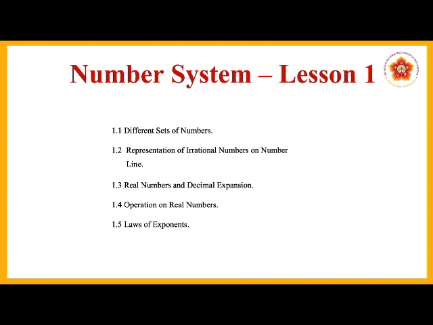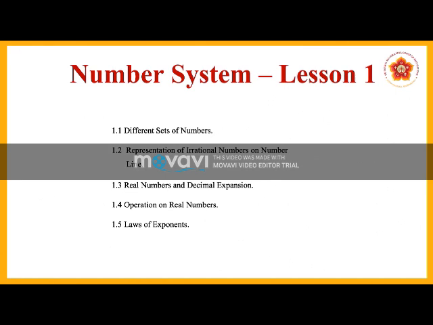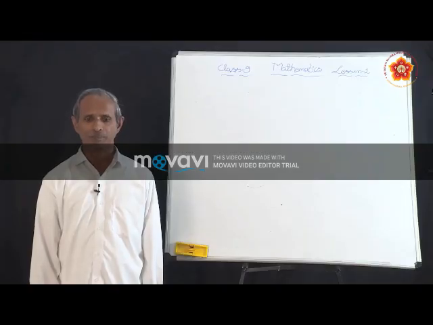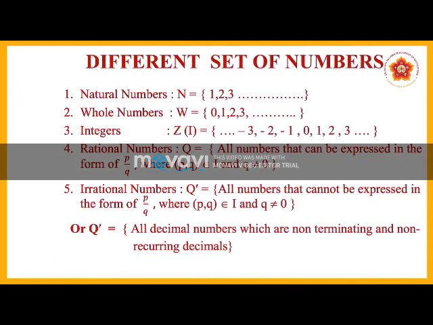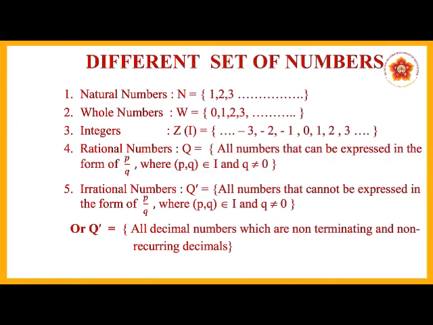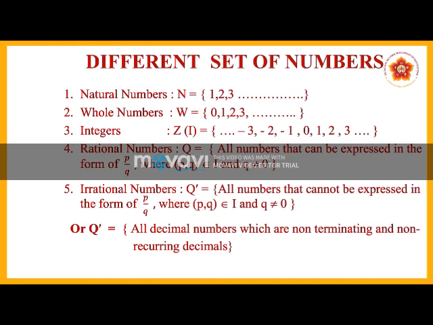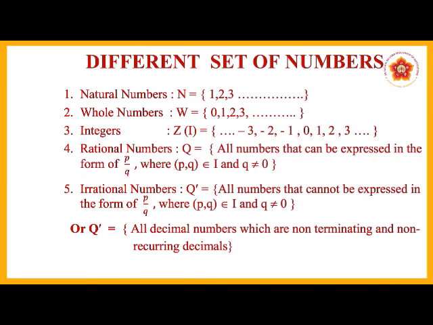Now, let us know what are the different sets of numbers. Number 1, set of natural numbers. It is denoted by the symbol N. It consists of numbers 1, 2, 3, etc., up to infinity. Second type, set of whole numbers. It consists of all the natural numbers together with 0.